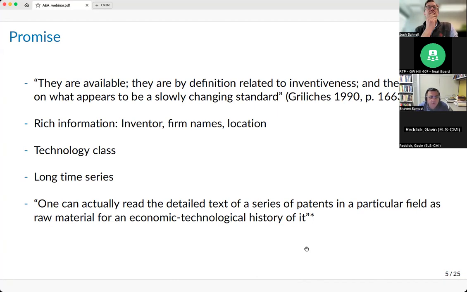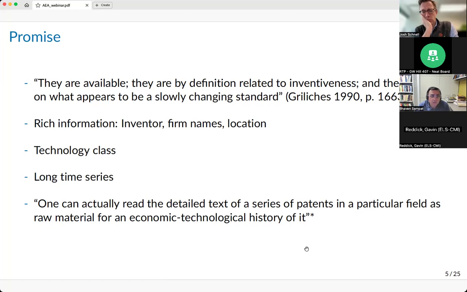Griliches also says that they're based on what appears to be a slowly changing standard. What he meant by that is that it's not just like pieces of paper. Some may dispute that, but in order to get a patent, at least nominally, you need to convince somebody at the patent office that your invention is new and actually useful and non-obvious and has inventiveness. And so that's what's meant by that.